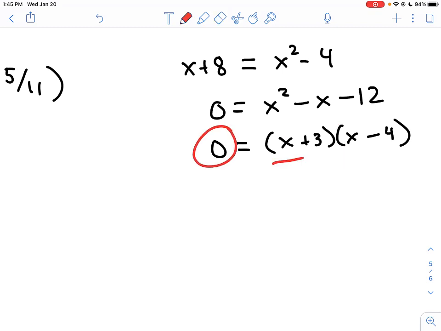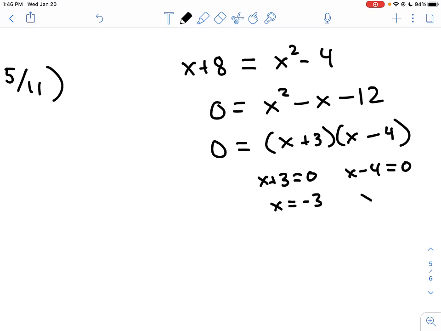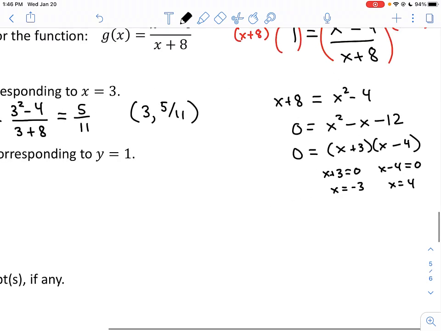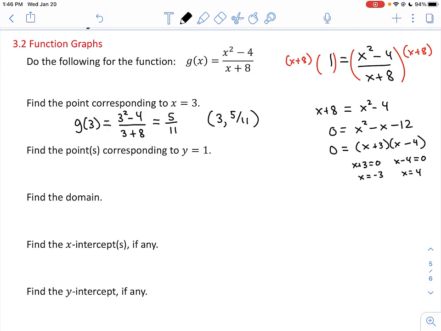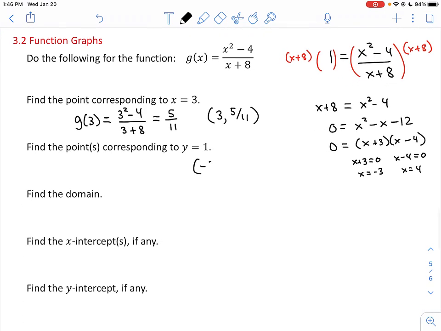And when you have a 0 on this side and a factored product, if two things multiplied to be 0, it must be true that at least one of them is 0. So that means that either x plus 3 is 0 or x minus 4 is 0. Solving these for x separately, we get minus 3 and we get positive 4. So there's two different x's that you could plug into this function that will give you an output of 1. So this work leads us to the following answer.